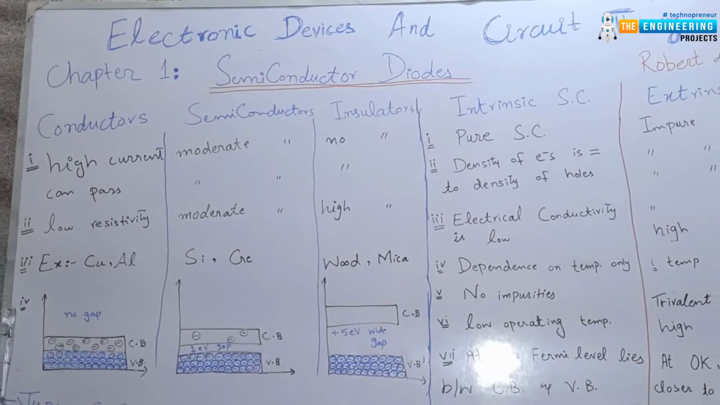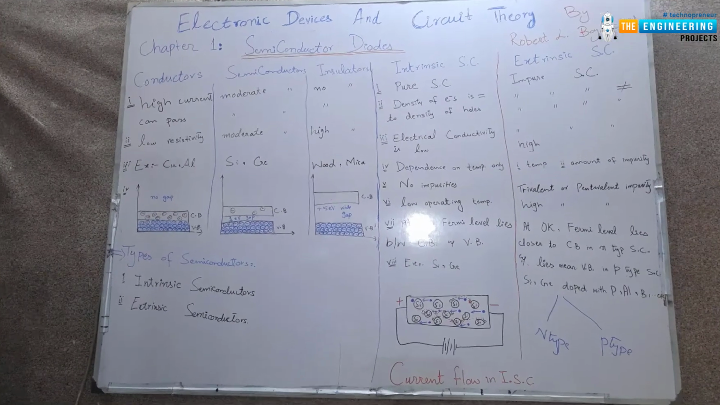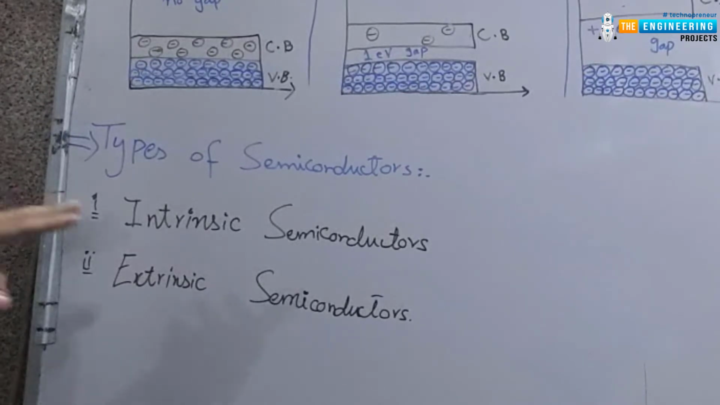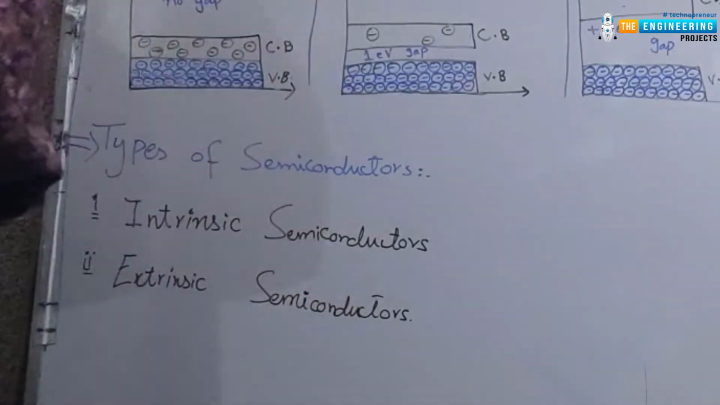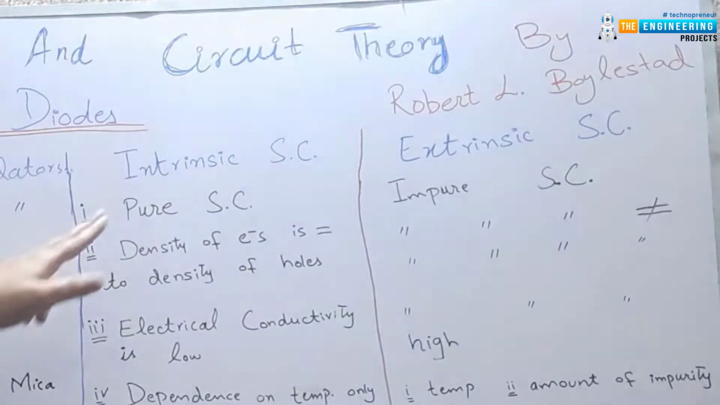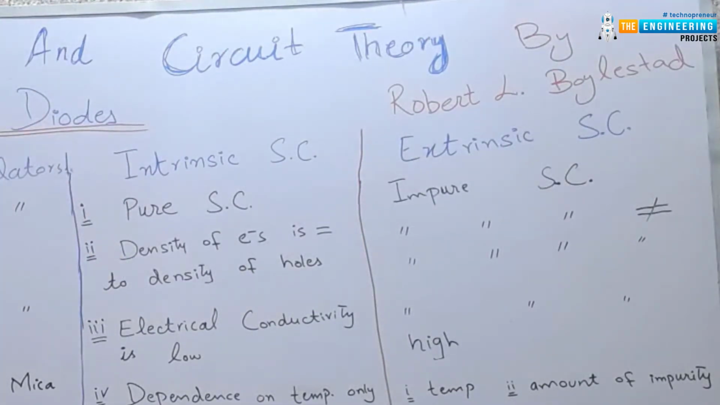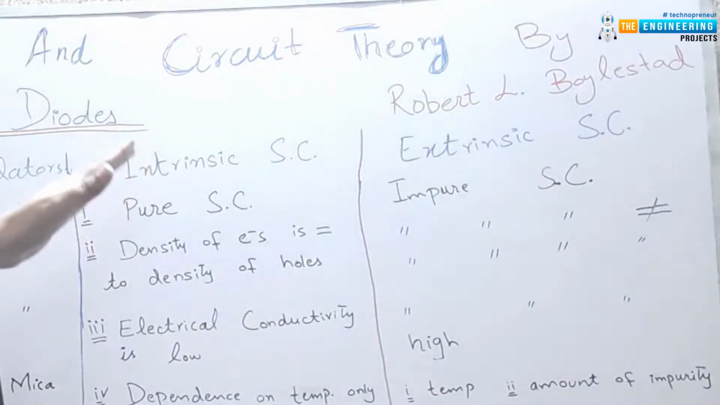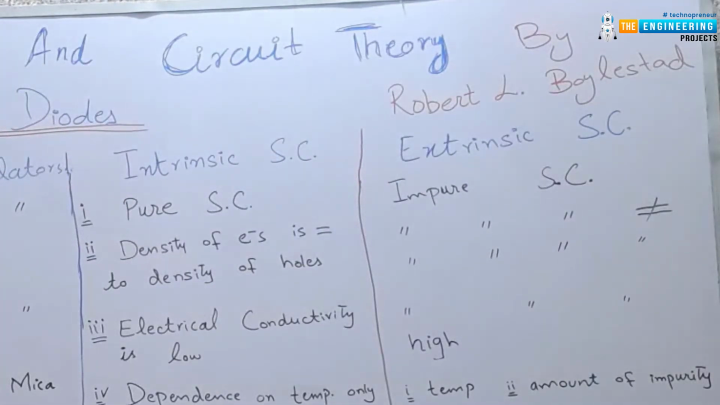Types of semiconductors. Now we discuss types of semiconductors. There are two types of semiconductors. Number 1 is the intrinsic semiconductor. Number 2 is the extrinsic semiconductor. So now we discuss the intrinsic and extrinsic semiconductor. Here is the difference of intrinsic and extrinsic semiconductor. Intrinsic means pure and extrinsic means impure. So all those materials which are pure semiconductors will be called intrinsic semiconductors, and those materials which are impure semiconductors are called extrinsic semiconductors.